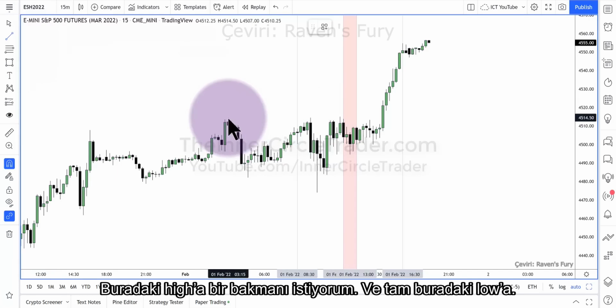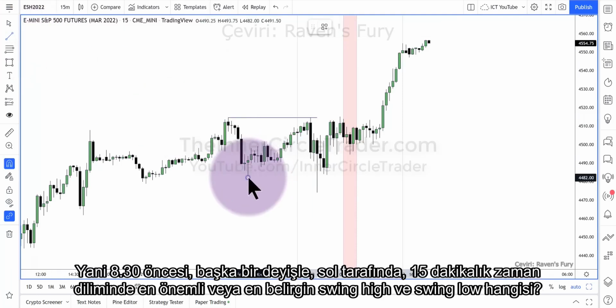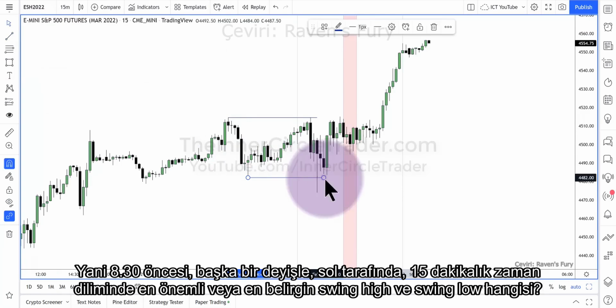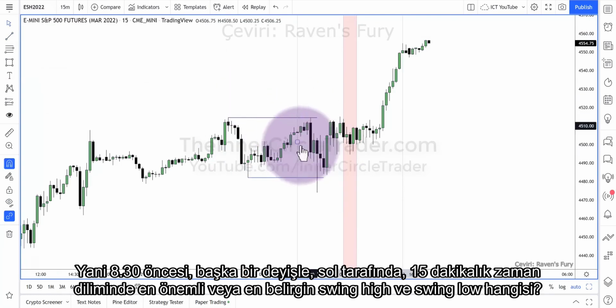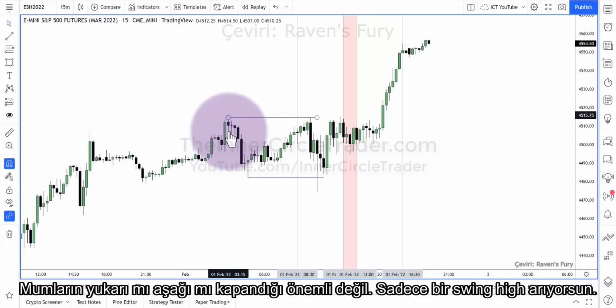I want you to take a look at the high here. And the low right here. So prior to 8:30, in other words, to the left of that, on a 15-minute time frame, what's the most significant or obvious swing high and swing low? Swing high is this. It's a candle with a lower high to the left of it and a lower high to the right of it. 3-candle pattern. Okay. It does not matter if the candles are up or down closes.